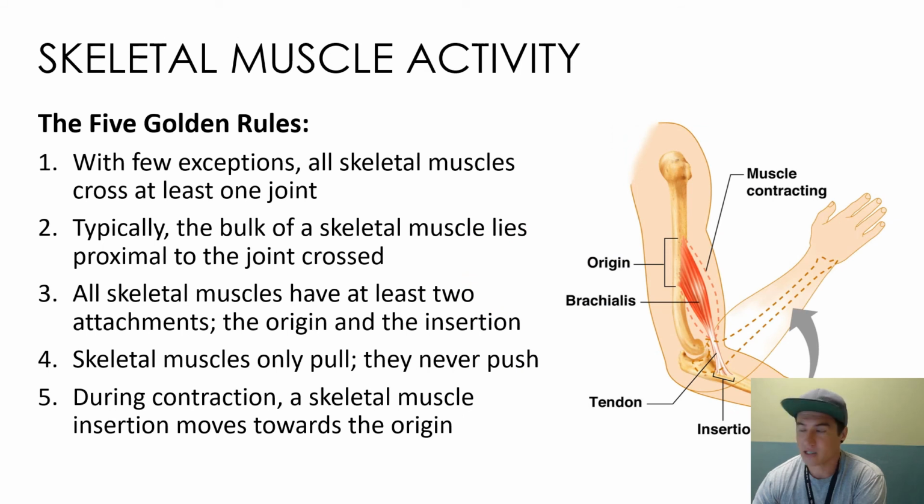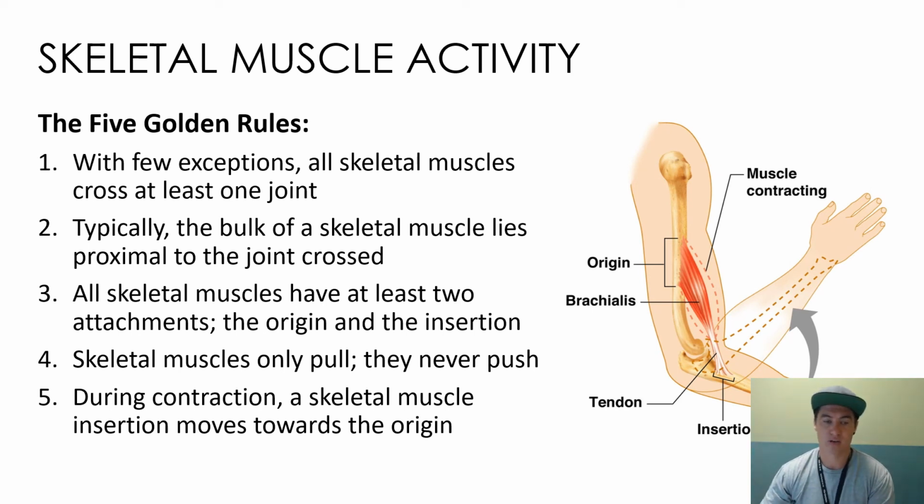If we look at skeletal muscle activity, there are some golden rules that you always follow. So with a few exceptions, all skeletal muscles will cross at least one joint. If the muscle doesn't cross a joint, then it can't create movement. Typically, the bulk of the skeletal muscle lies proximal to the joint crossed, meaning if we look at the elbow, the flexors of the elbow lie proximal or closer to the shoulder for creating movement at that joint.